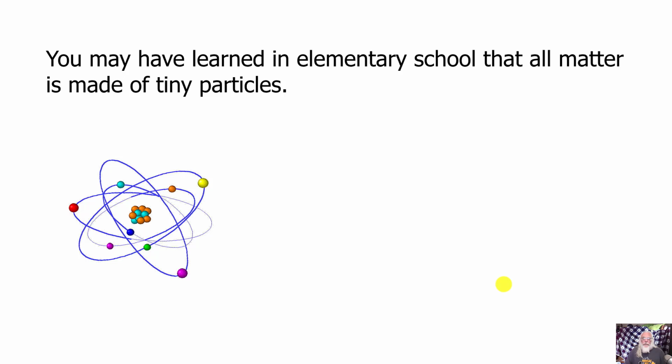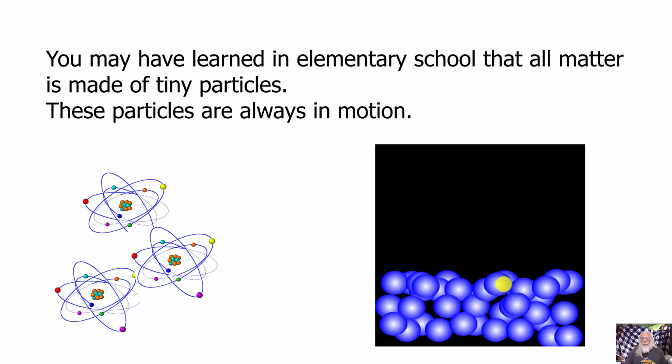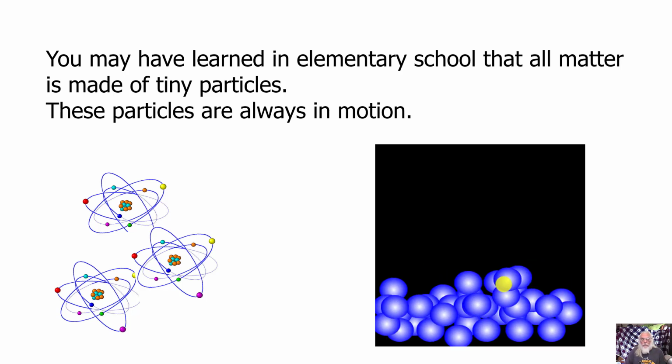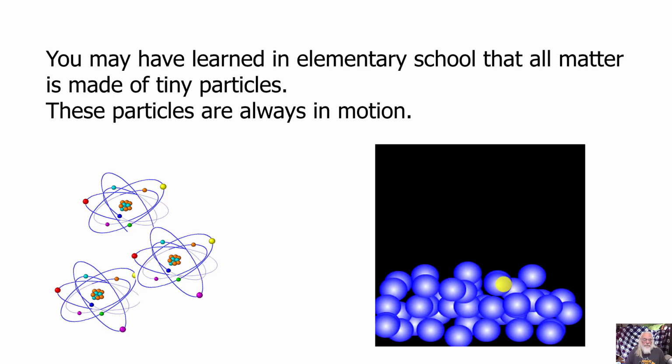You may have learned in elementary school that all matter is made up of tiny particles. These little tiny particles are called, does anybody know? That's right, they're called atoms. And these particles, they're always in motion. So here you see these particles moving around. Some are moving a little bit faster than others, but they're all bouncing around, kind of doing their thing.